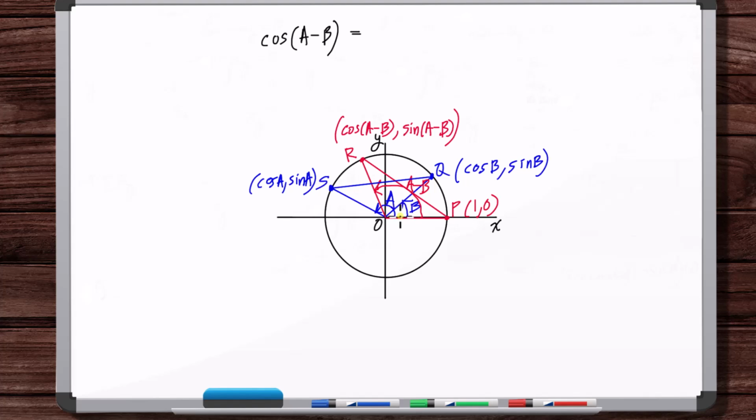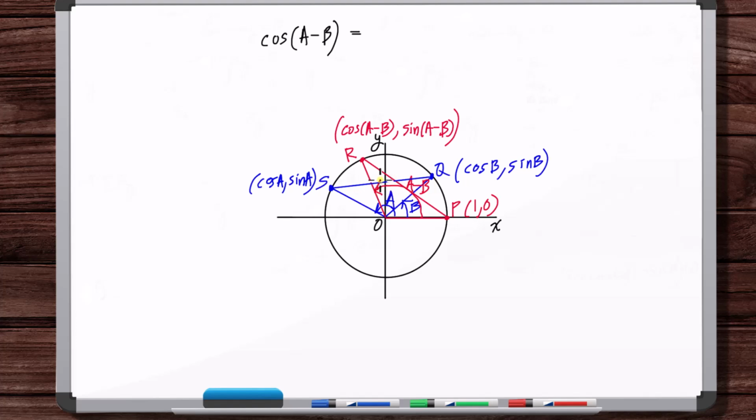And how do we know that? Well, OP and OQ are the same length. It's the radius, length 1. To get OP to OQ, you rotate it by B. And how much is OR rotated relative to OS? That's also B. So OR is going to line up exactly with OS once you rotate OP by B. So it's the same exact triangles.